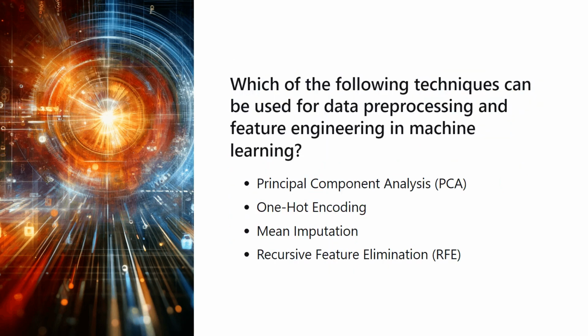Alright, here comes the next question. Which of the following techniques can be used for data preprocessing and feature engineering in machine learning? Principal component analysis, PCA. One-hot encoding. Mean imputation. Recursive feature elimination, RFE. The right answer is one-hot encoding. Let's now explore why this answer is correct.